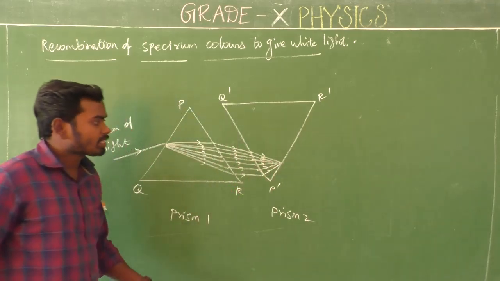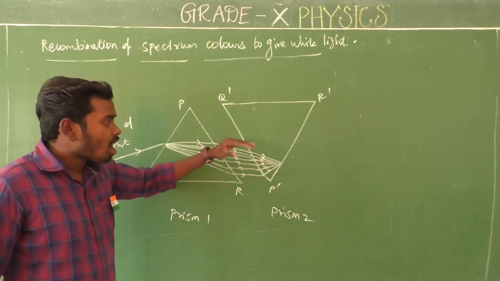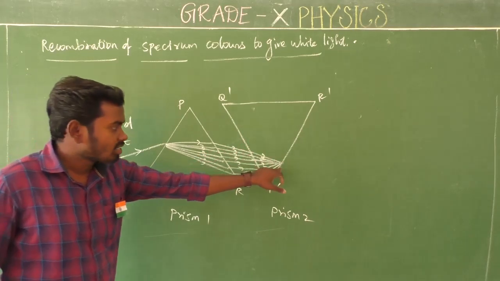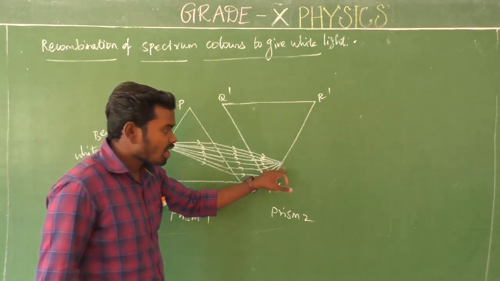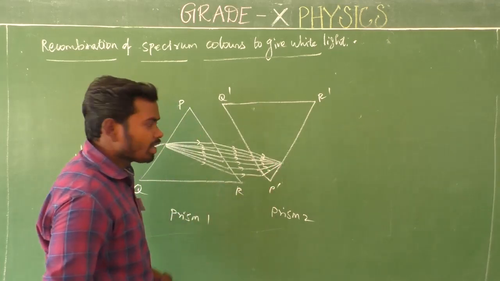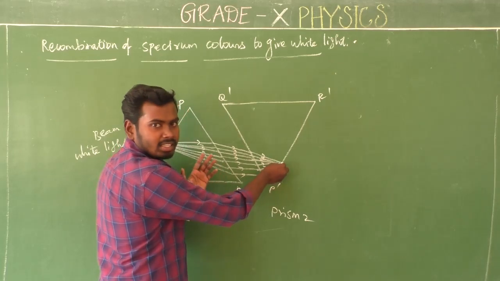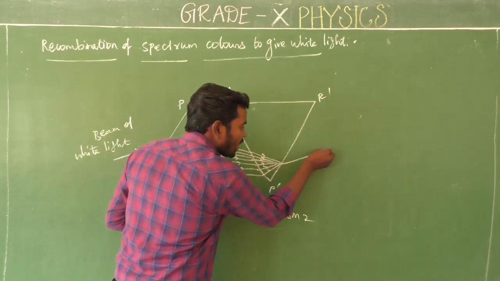Yes, the second prism recombines. Look at here. The second prism recombines all 7 colors. All 7 colors here. Okay. What is the next move? After recombining, look at here, the second prism changes all the spectral colors into white light.